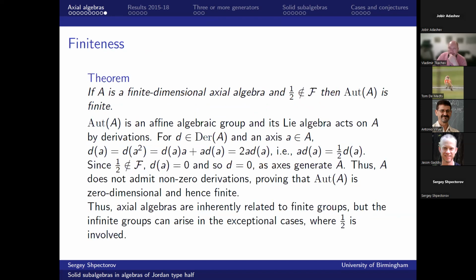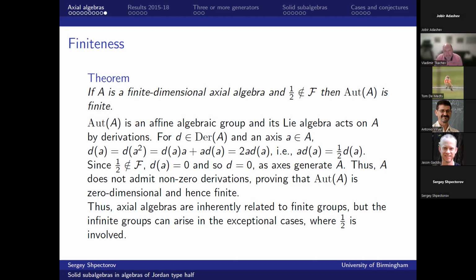Right, so what kind of group do we get? Is it a finite group or an infinite group? So here is a recent result. Let's suppose we have an axial algebra, and it doesn't have to be primitive, but it doesn't matter. But let's suppose that 1/2 is not one of the numbers in the fusion law. Well, then the automorphism group is necessarily finite.